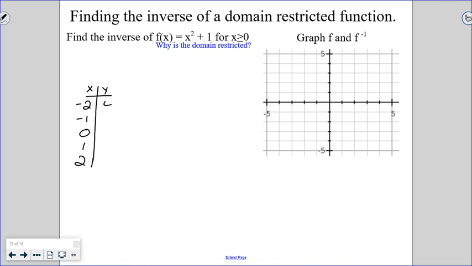Square each of those, we'd get 4, 1, 0, 1, 4. Okay, don't draw anything on your picture yet because I'm going to erase some of this. I would have taken each of these dots, (-2, 4), (-1, 1), (0, 0), (1, 1), and (2, 4).